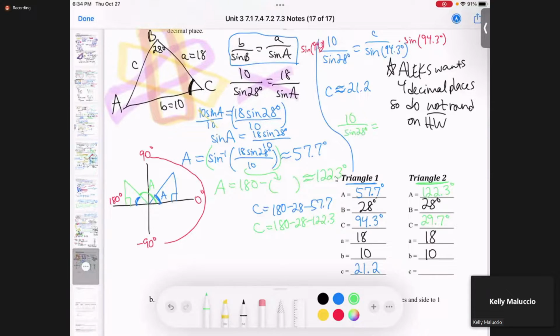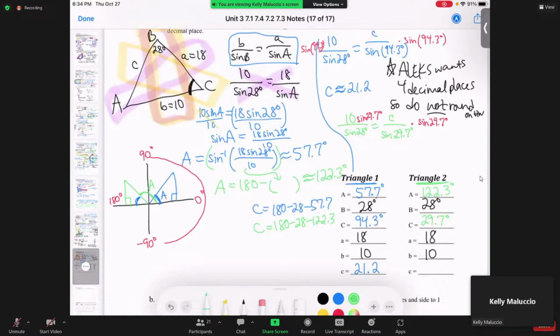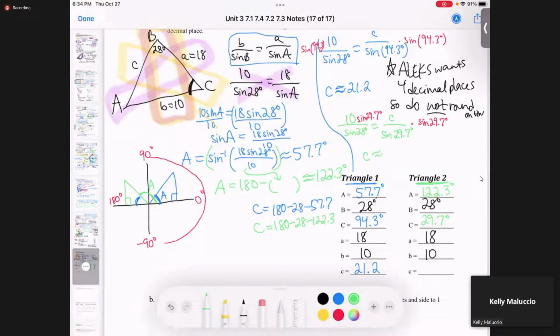But then we say this is going to equal little c again over sine of now our other C, our 29.7 degrees, right? And so maybe I should rewrite this somewhere so it's not in our way. So then I'm going to multiply both sides by sine 29.7 degrees. Maybe I'll write it here, sine 29.7 degrees, right? And when you enter this in your calculator, you should get little c is about 10.6.